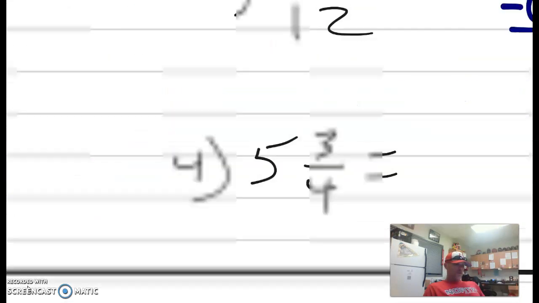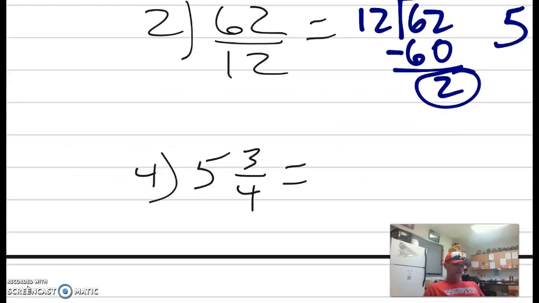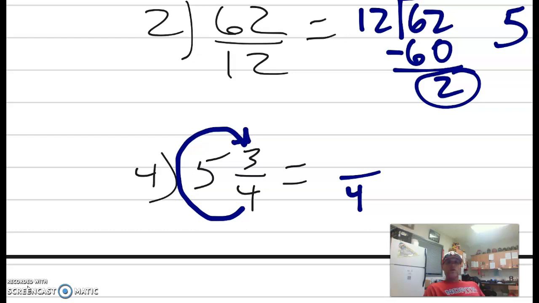Number 4, so our denominator, how many parts does it take to make a whole, is 4. We're just going to keep that. And then I like to call it cartwheel. Not 100% sure why, but it takes 4 parts to make a whole. How many wholes do we have? We have 5.